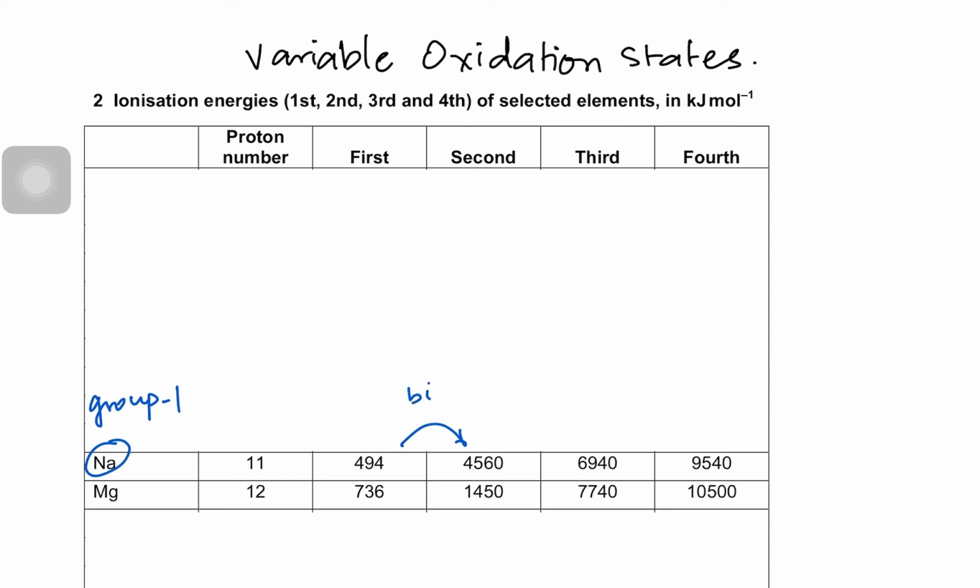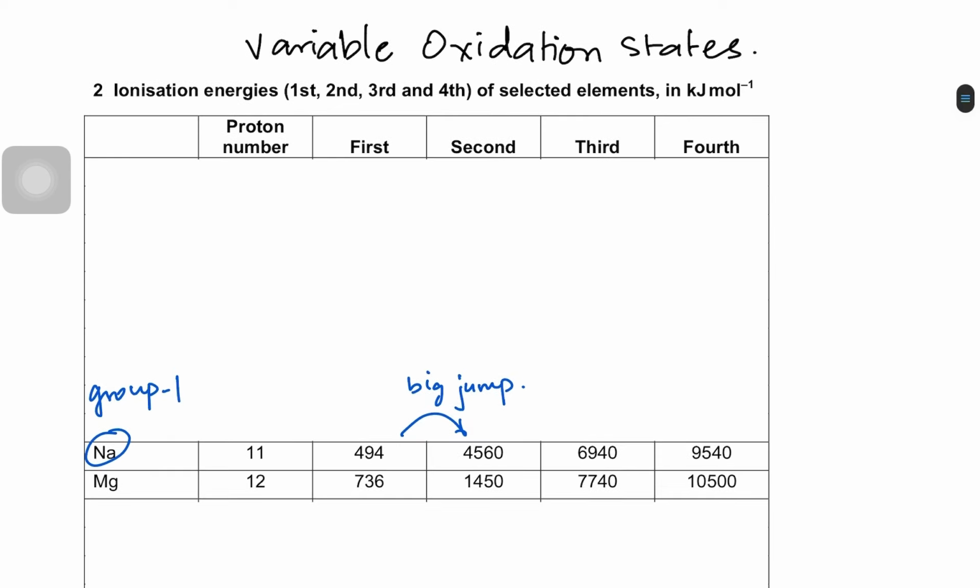For example, for sodium, there's a big jump after the first ionization energy. From 494, it becomes 4560. Let's talk about the reasoning, and then we will compare it with transition. So for sodium, the last electron, the outermost electron, is in the 3s subshell, which is lost in the first ionization step.